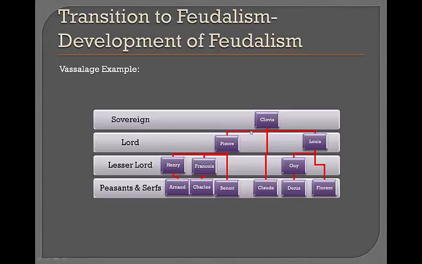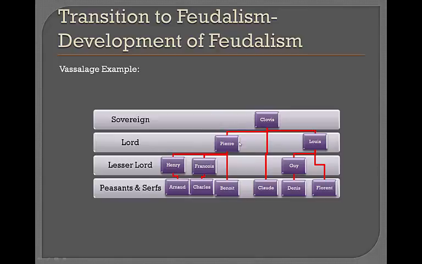And what does one of these contracts look like? They all look different, but basically, in a nutshell, these two are going to agree to give a certain proportion or a certain amount of income or product a year to Clovis. They're going to agree to contribute soldiers if they're called to arms to the army of the sovereign, or they will provide a feudal levy each year. I'll go over what a feudal levy is later when we talk about manorialism.